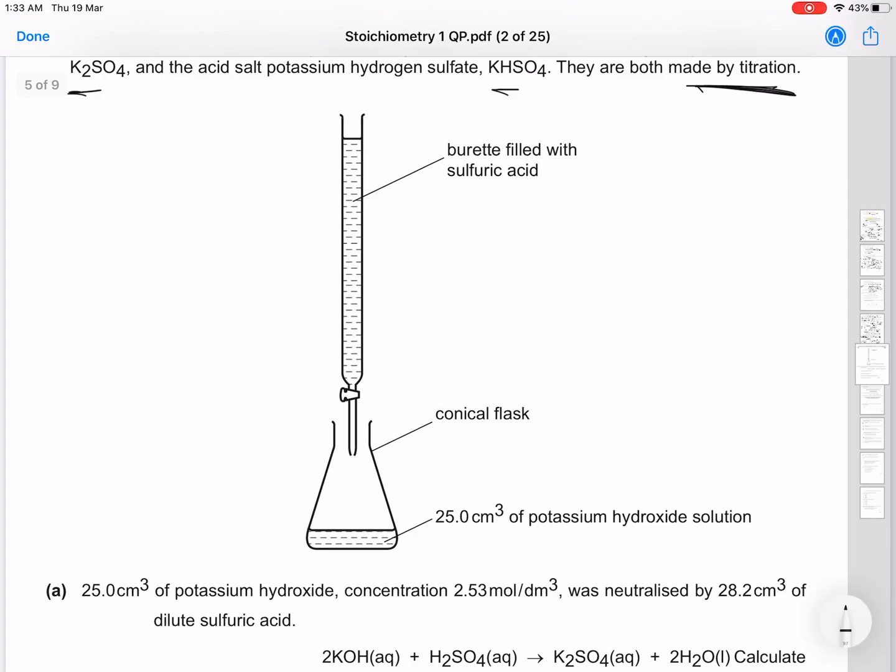He gave me the volume, not the concentration, the volume of potassium hydroxide solution, which is the base.